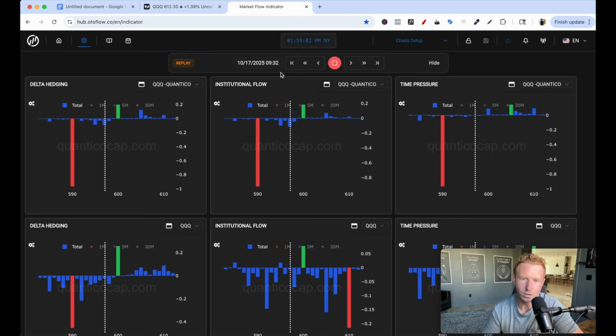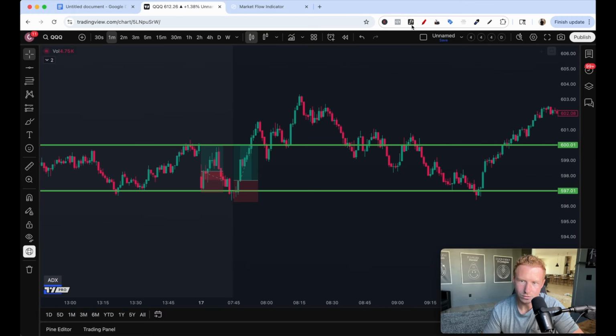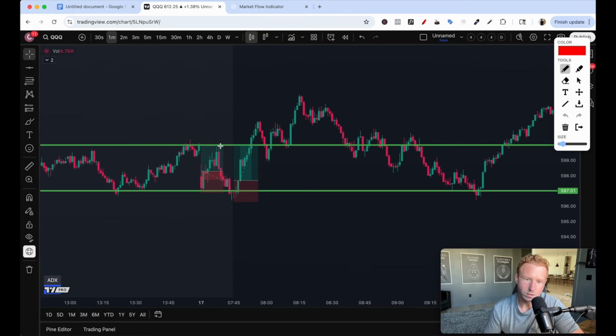You're reading the market structure of the institutions. Stop reading market structure off the charts, because if you're doing this, for one, you're going to miss this trade. You have no idea what's going on when the market first opens if you're just looking at charts.